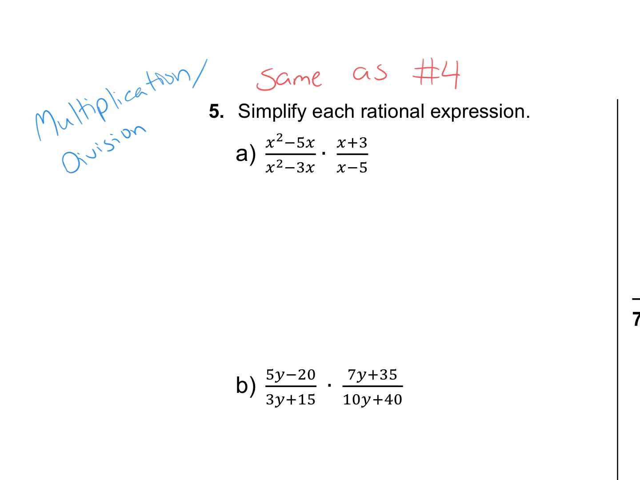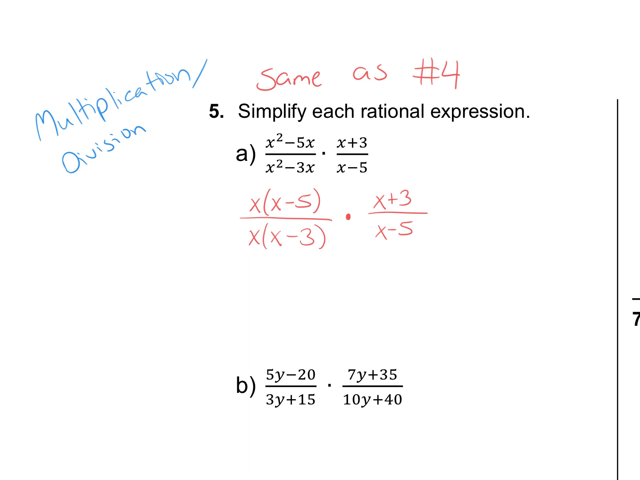How can I simplify x squared minus 5x? Take out an x. What's left? x minus 5. Everyone with me? What can I do with x squared minus 3x? Take out an x, so I'm left with x minus 3. Am I done with that fraction right now? I'm done. Can I do anything with x plus 3? Nope, that's in simplest form. Can I do anything with x minus 5? No, that's in simplest form.